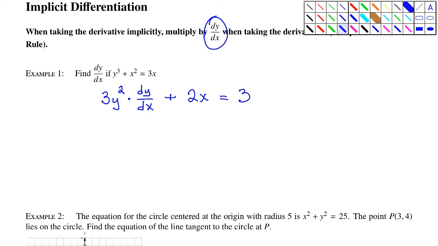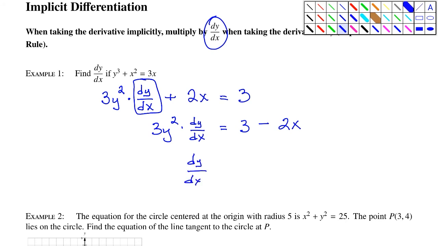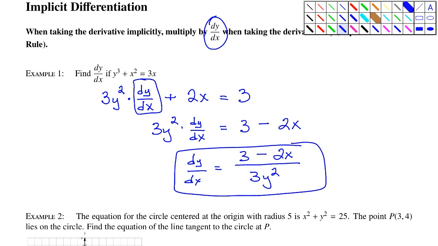Now we're solving for dy/dx, this piece right here. So we just solve for dy/dx like it's a single variable. We move things over and divide like normal. So we get 3y squared dy/dx is equal to 3 minus 2x, and dy/dx is equal to (3 minus 2x) over 3y squared. And that is a formula for the derivative.